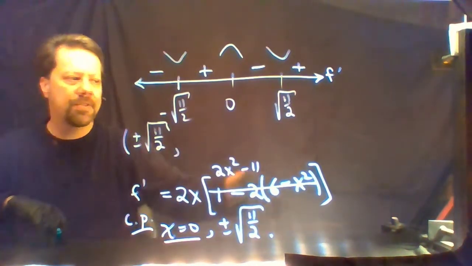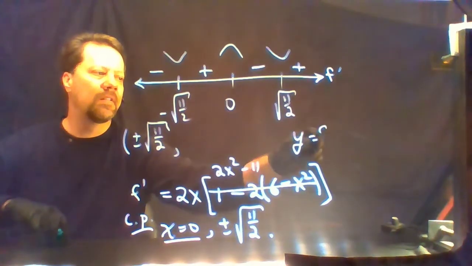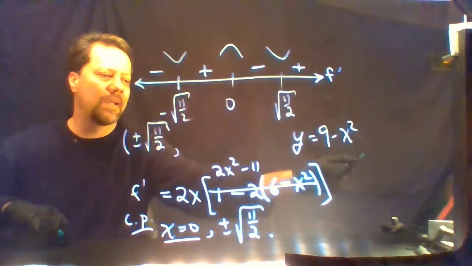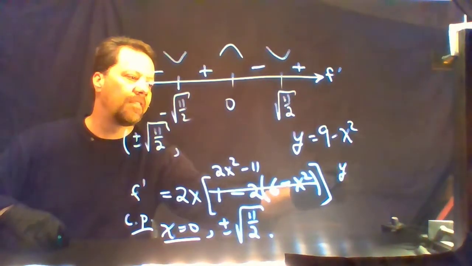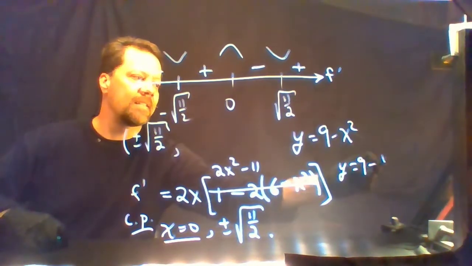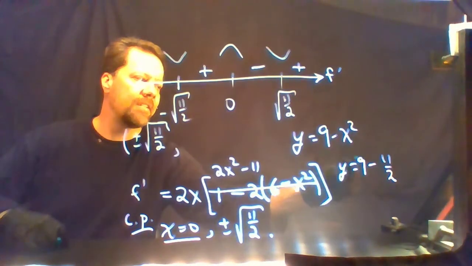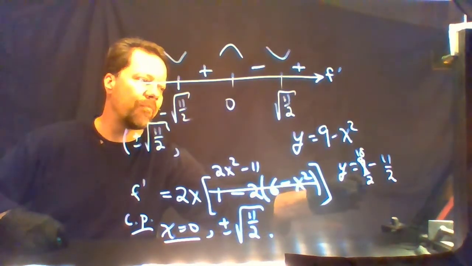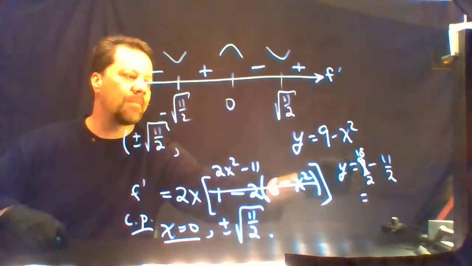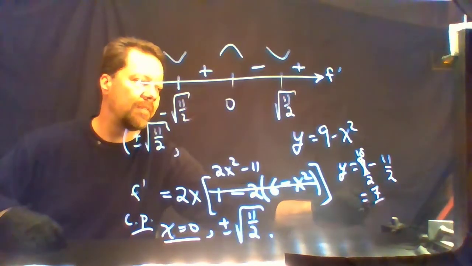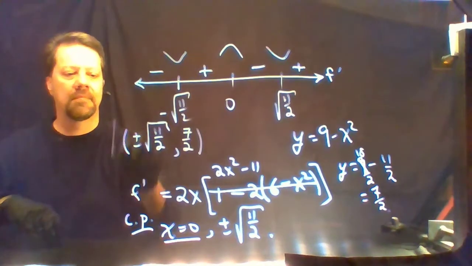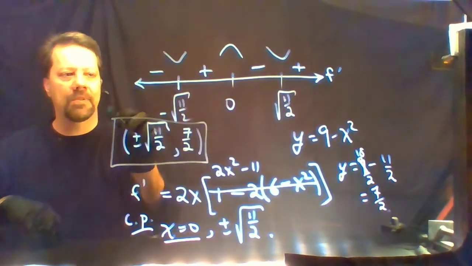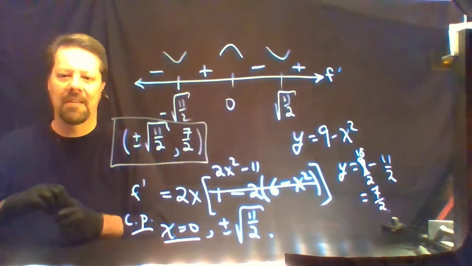What are the y values? Remember the function was 9 minus x squared. If we plug this in, we'll have 9 minus 11 halves. This is 18 halves. 18 halves minus 11 halves is 7 halves. These points will give you minima for the distance.